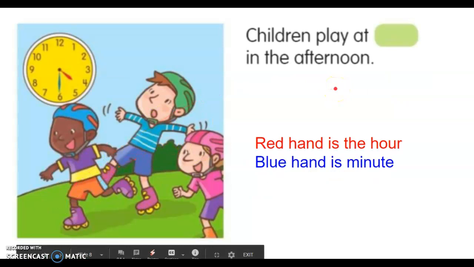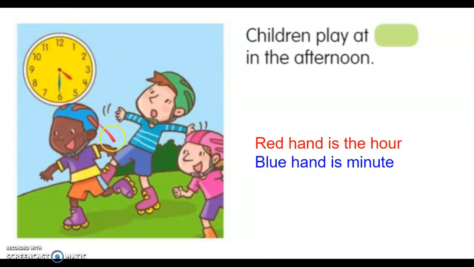Children play at blank in the afternoon. So let's look at our clock again. They look like they're having fun on their roller skates. Okay, so remember, start with the red hand, the hour hand, that's the hour.